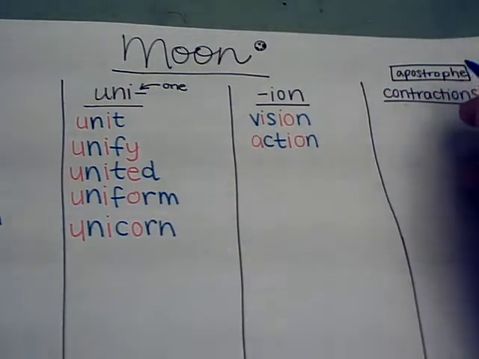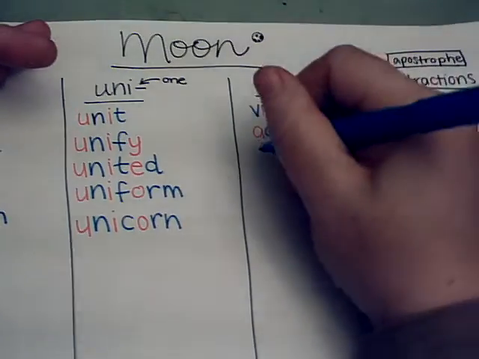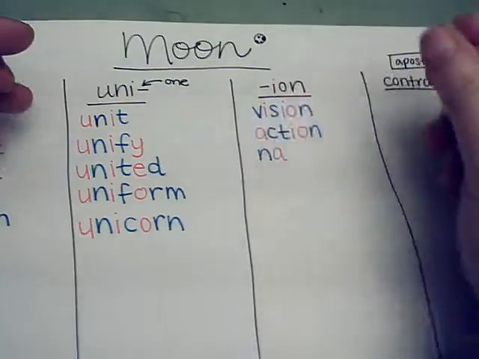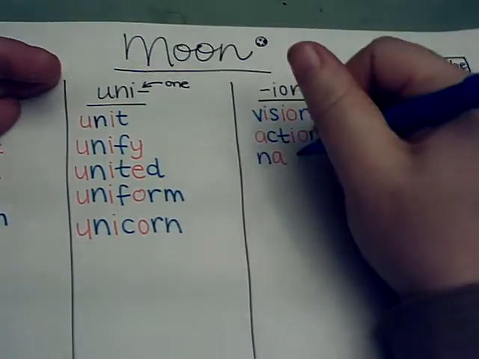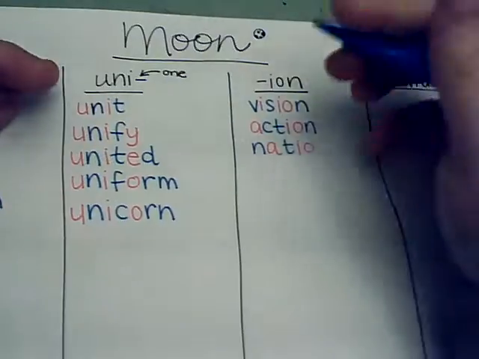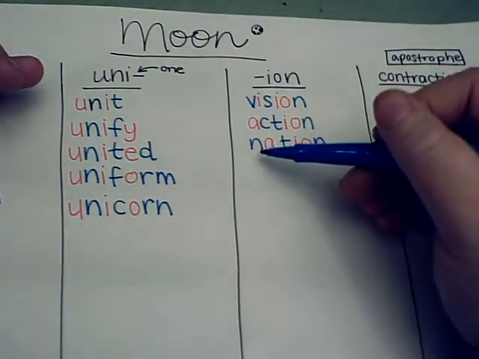Okay, nation. That is like a country. So we live in the nation of the United States. N. Nay. It's an A. Nay. And then the shun. I-O-N. Nation. Nat ion. Vis ion. Act ion. Nat ion.